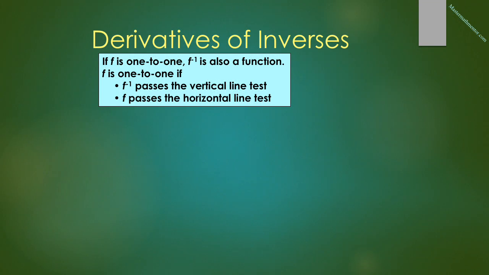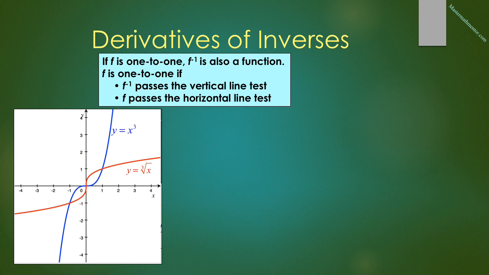In pre-calculus, you studied functions. We all know how to recognize a function. A function will pass the vertical line test, meaning that wherever you draw a vertical line, it will only intersect the curve at one point. We now introduce the concept of a one-to-one function. In a one-to-one function, not only f is a function, but f inverse is also a function.